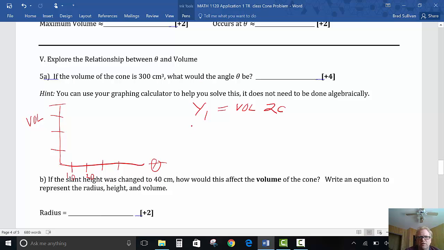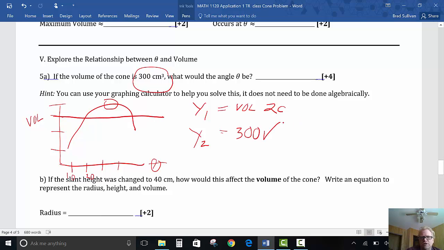Then in Y2 you're going to put in a volume of 300. So go ahead and put 300 in there. What you'll probably end up having is a volume function doing something like that. You found a maximum for that volume. And if you graph y equals 300, that gives you a couple of intersection points like there. So what you're looking for is the angle where the volume would be 300.